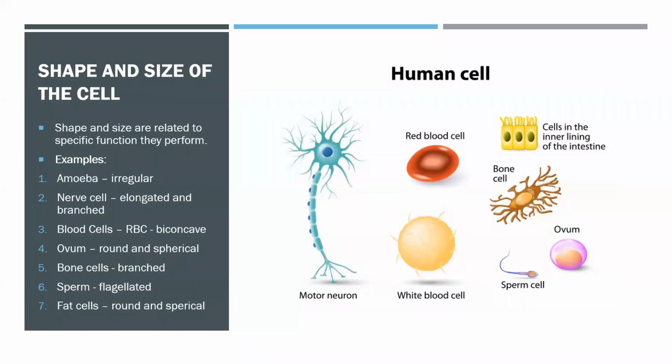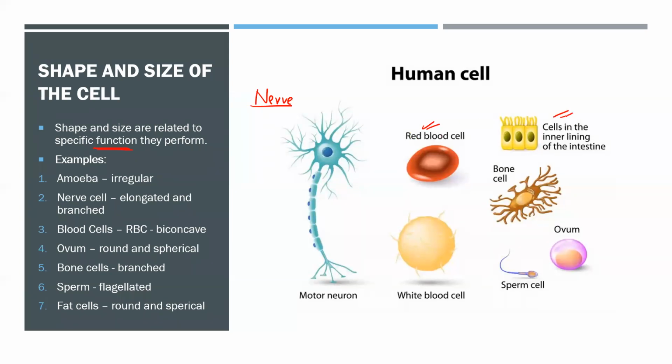Now, the shape and size of the cell. Understand first of all that the shape and size of the cell are interrelated. Interrelated to what? Basically to the function. That means the shape of the cell will change according to the function of the cell. For example, on your screens, as you can see, all these different types of cells are of human only. That means a neuron or nerve cell is of human. This RBC is of human.